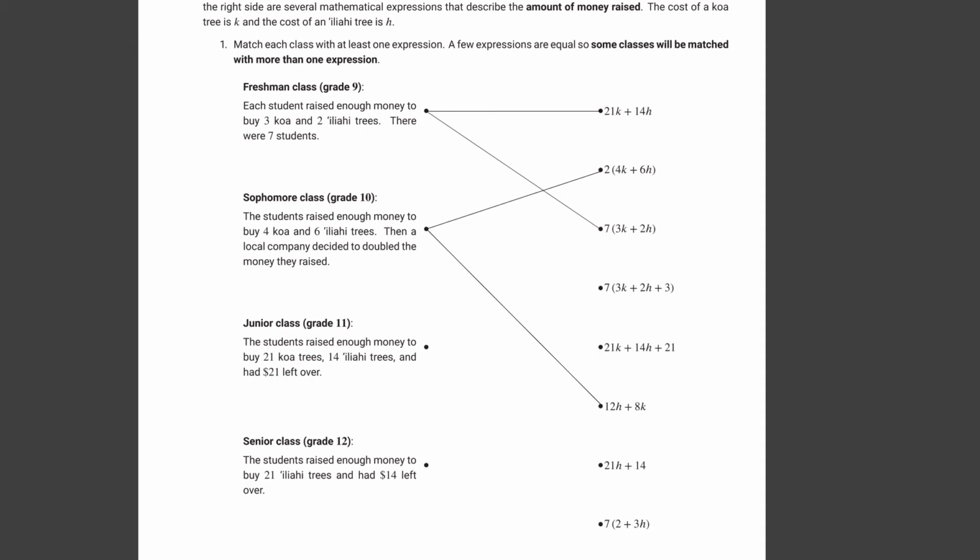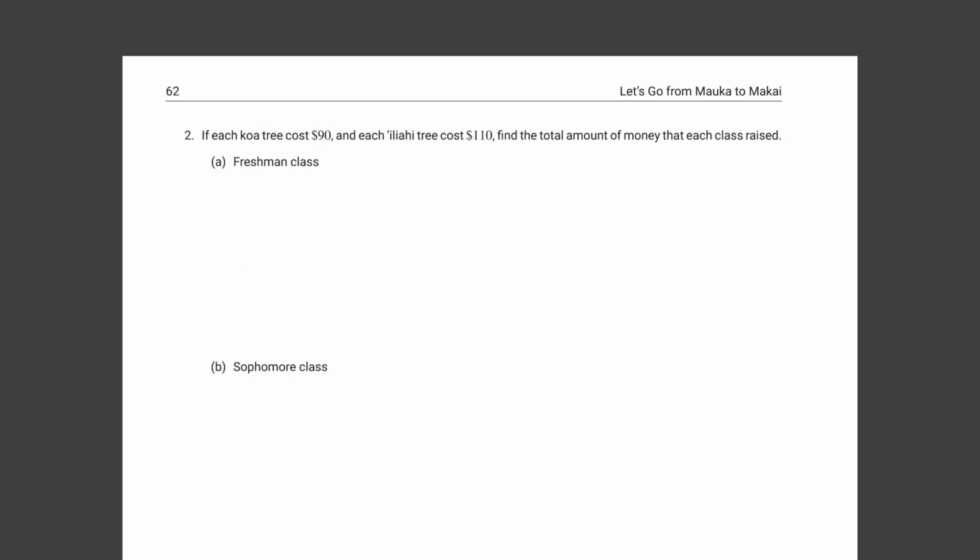We're going to skip the stories about the junior and senior classes and move on to part 2 of this activity. In part 2, we'll suppose that each koa tree costs $90 and each iliahi tree costs $110. We'll use this information and the previous algebraic expressions to find the actual amount that each class raised.